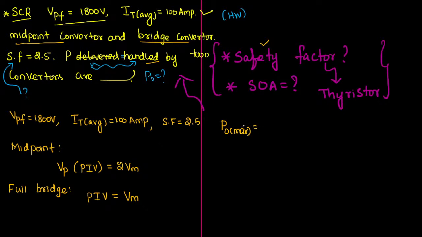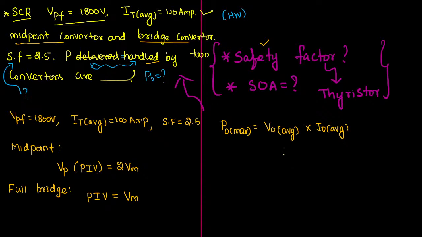Maximum expected power, handling power. Handling power means what can be the maximum power that can be converted. It depends on the amount of voltage, output voltage. We can say V naught average into I naught average. Yes, sir. It depends on these two values. It is very easy to say.